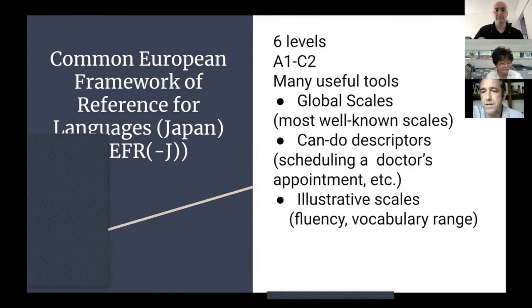Jacob, can you switch the slide, please? Okay, so just to let you know, probably most of you have heard of the CEFR.